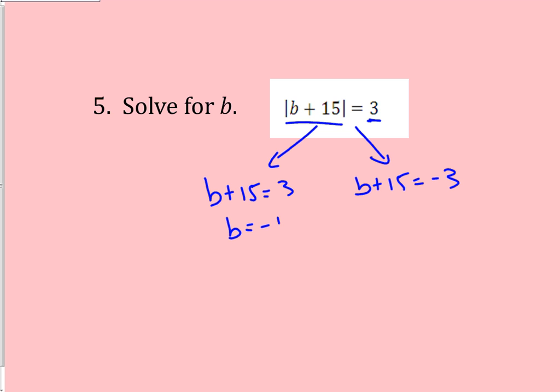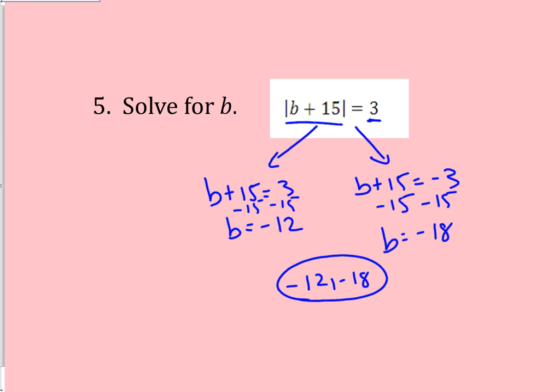So this one should be negative 12: subtract 15, subtract 15. This one, same idea, but you're going to go the other direction. So my answers are going to be negative 12 and negative 18. This is your key idea here, realizing that it's two separate equations.